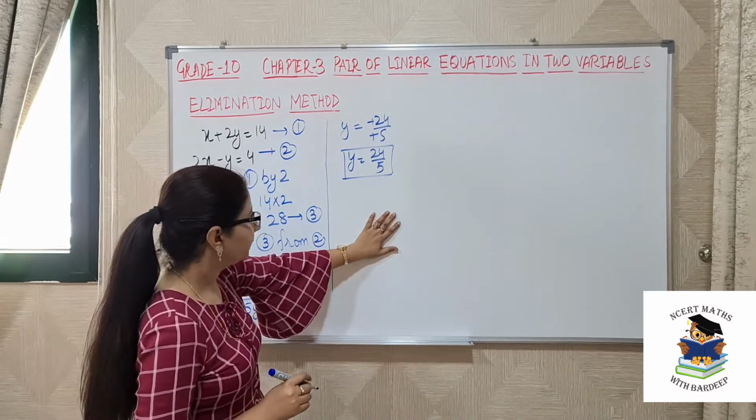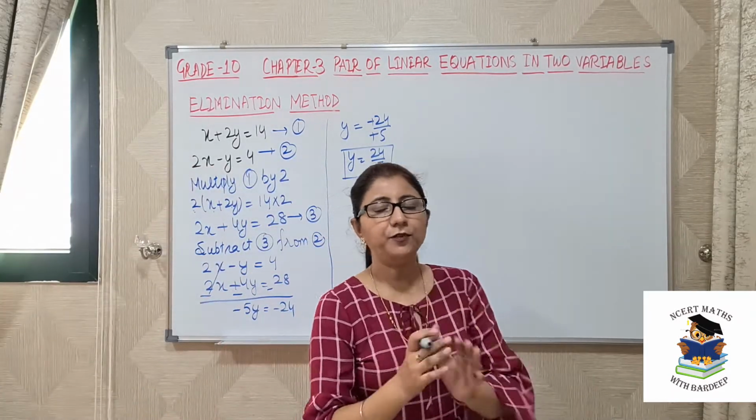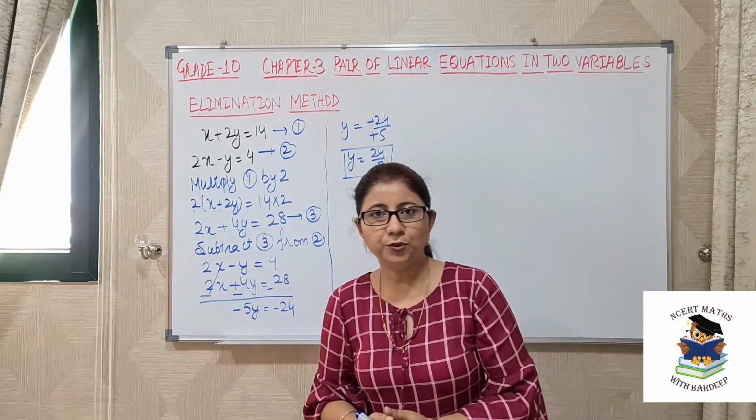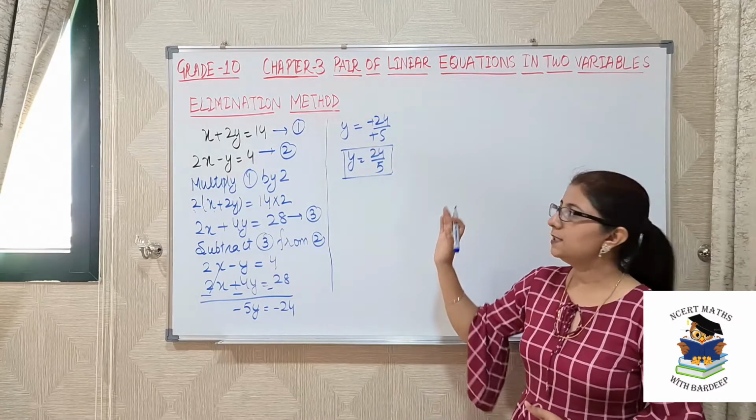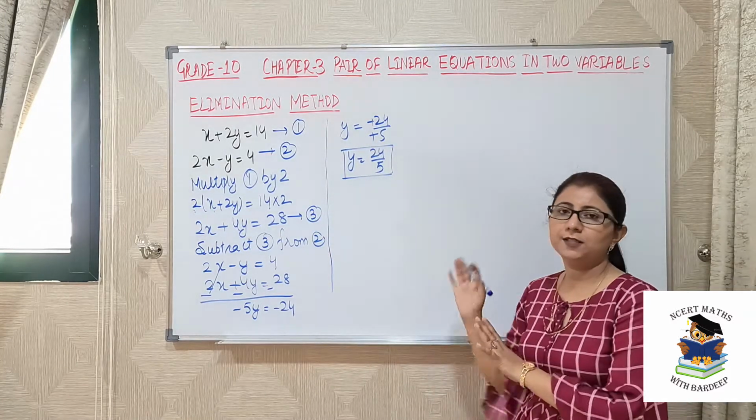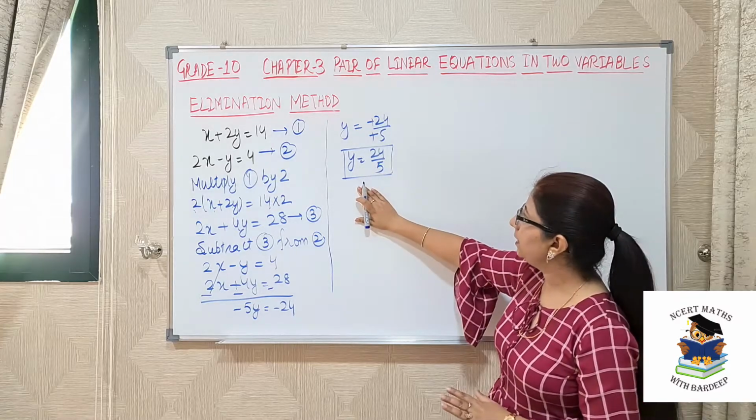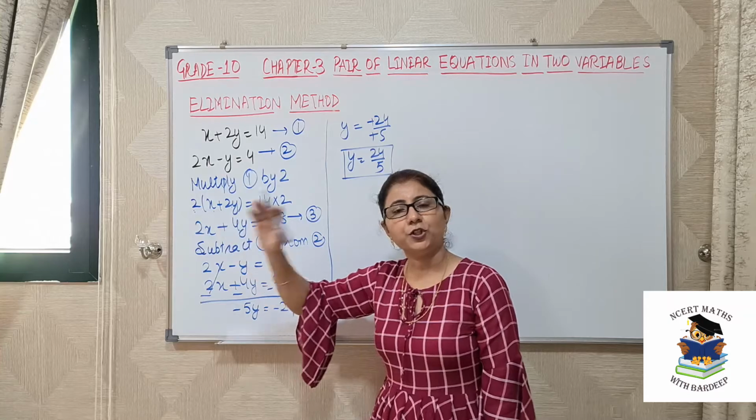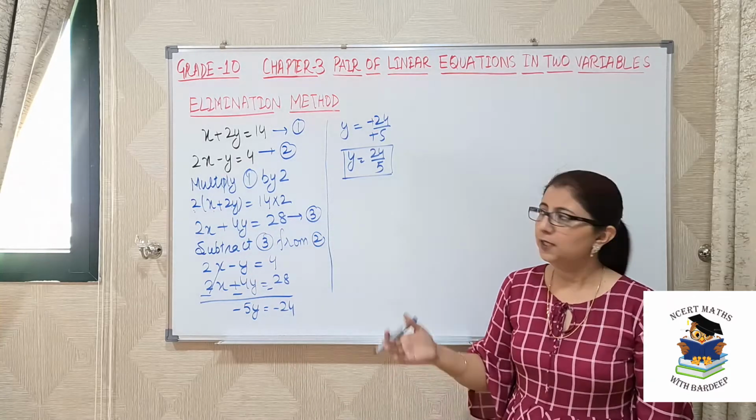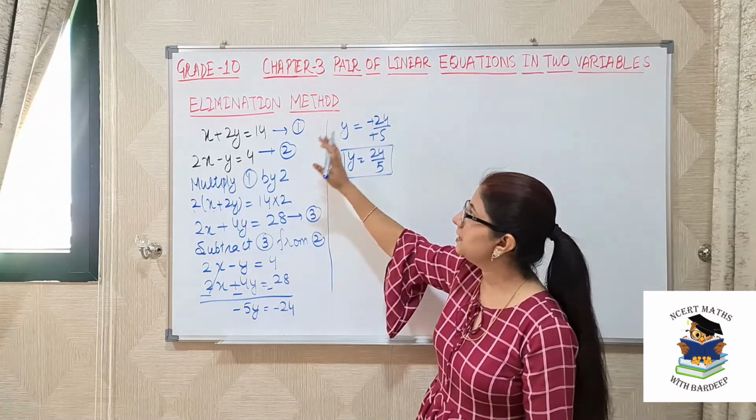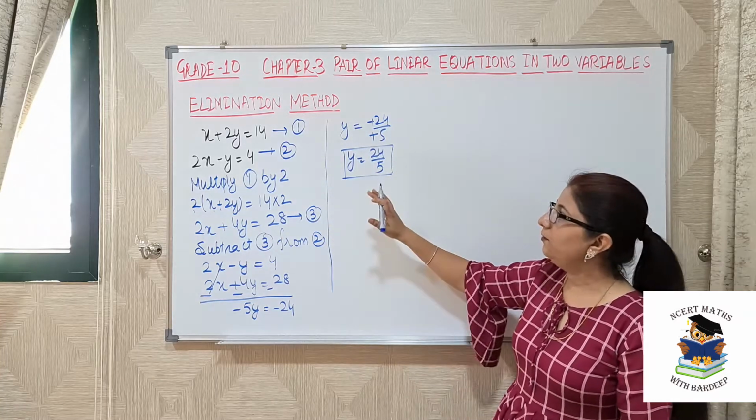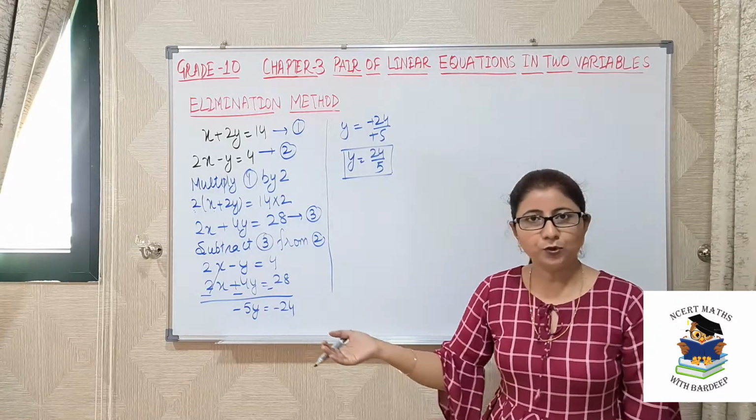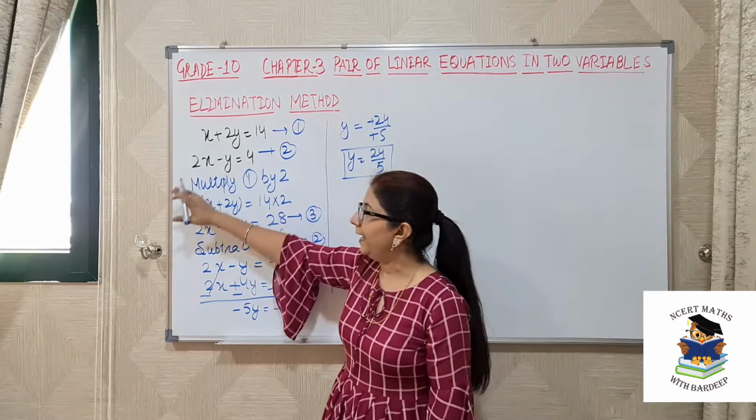Now again I want to mention one thing: if in your question it is not mentioned which method you should use, you can mix both methods, that is elimination method and substitution method. After getting the value of y, we can substitute it in any one equation to find the value of x. But since we are discussing the elimination method, I will use the elimination method to find the values of both variables. So here I have made x same.